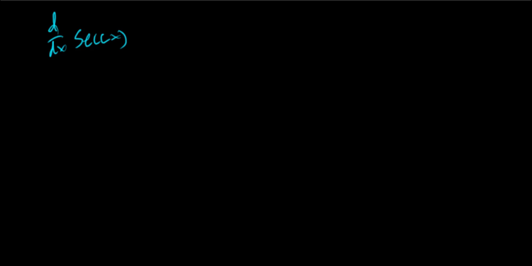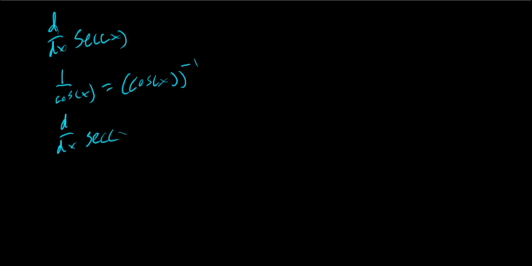Again, this can be rewritten just like the last one. This can be the same thing as 1 over cosine of x, right? And like the last one, this can be the same thing as cosine of x to the negative 1 power. And we can do the chain rule on that, so that's what we're going to do. The derivative with respect to x of secant of x is equal to, okay, let's bring that power to the front, negative 1 times cosine of x. Lower that power by 1. Multiply by the derivative of the inside. We know that that is negative sine of x.